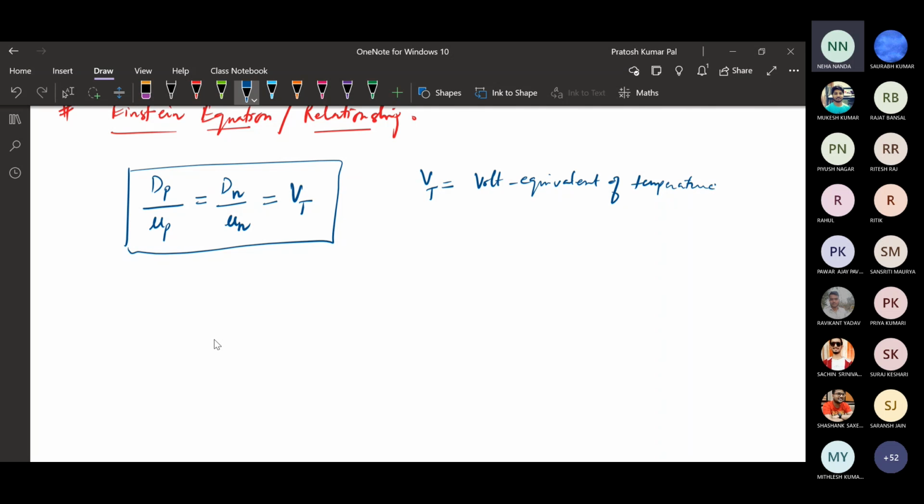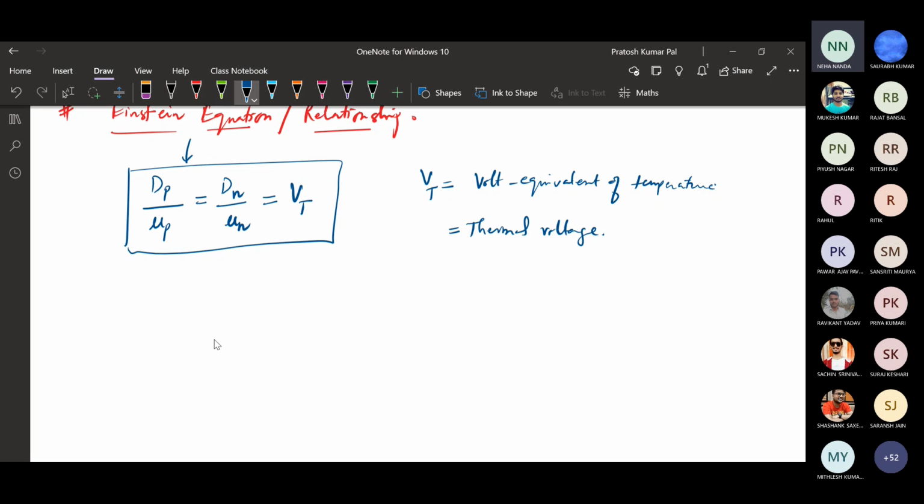So this relation is called Einstein's equation, and this Vt is called the volt equivalent of temperature, or the thermal voltage. If we change the temperature, what will be the equivalent change in voltage in the semiconductor, that is given by the volt equivalent of temperature. So varying temperature is equivalent to varying voltage in a semiconductor. That's why it is also called thermal voltage.